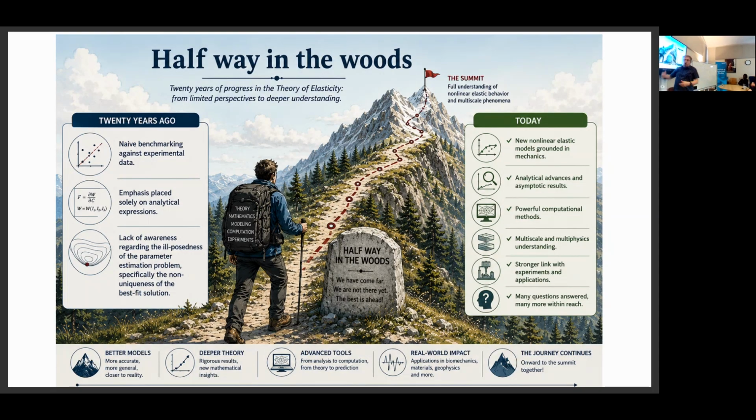20 years ago, we were sure that we needed just a Taylor expansion, but today we know that we need more than a Taylor expansion, okay? And there was a complete lack of awareness regarding the ill-posedness of the parameter estimation. And today, we know how to work with that, for example, with the universal relation. There is a point of view which is driven by multiscale and multi-physical understanding, and this gives a stronger link with experimental application. So many questions have been answered, many more we have to reach, but we can say we are a little bit halfway in the woods.